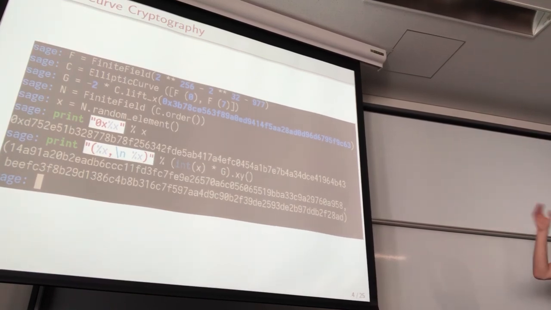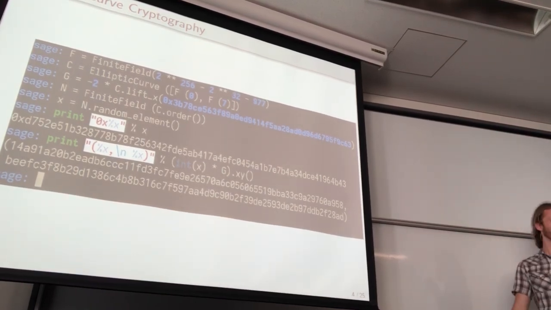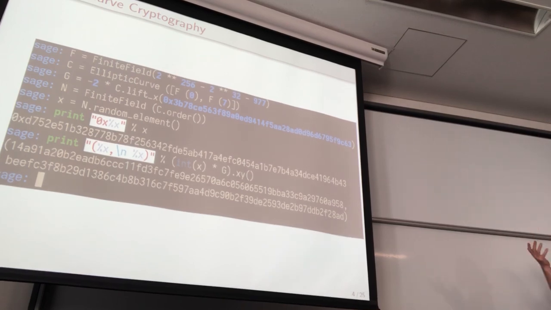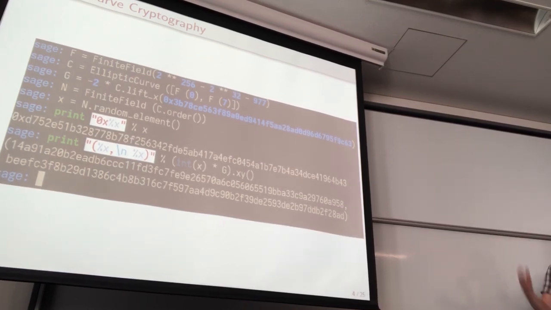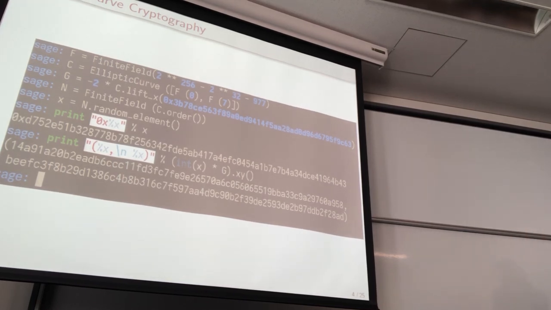Sorry, the question was why are we using these magic numbers? And the answer is, Satoshi chose it from a small list of standard curves. And this one actually happens to have some nice efficiency properties that I think he lucked out on getting.